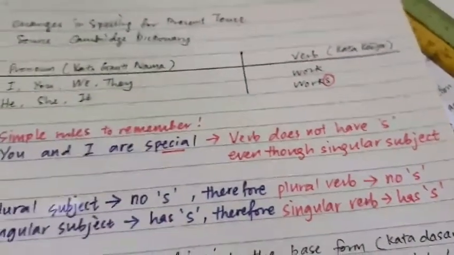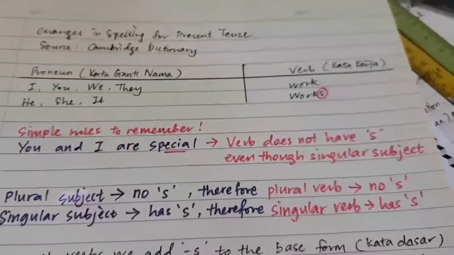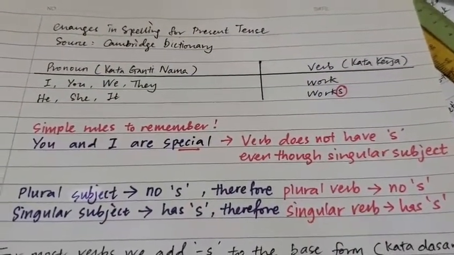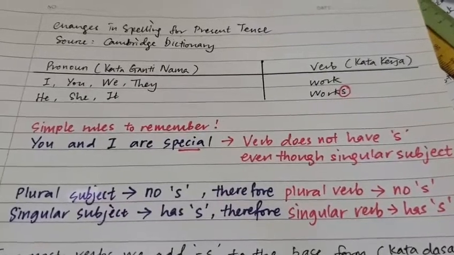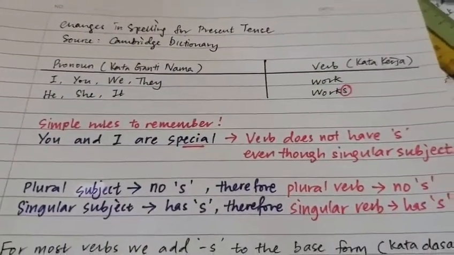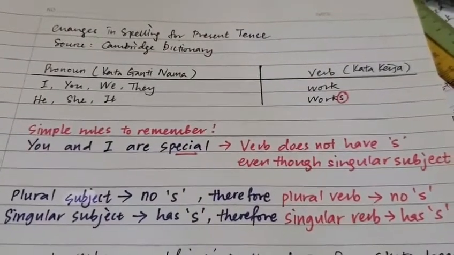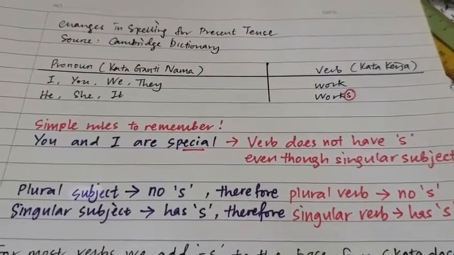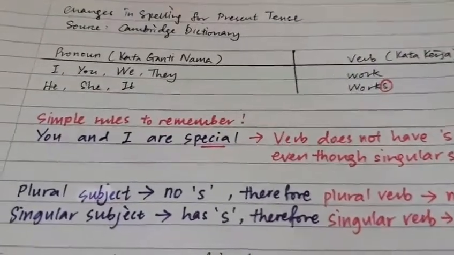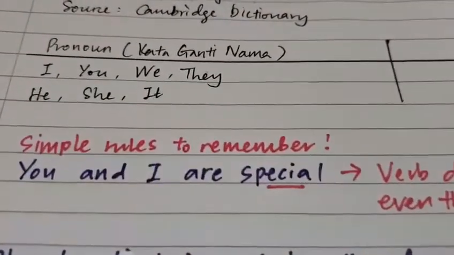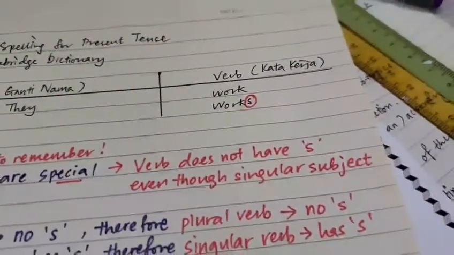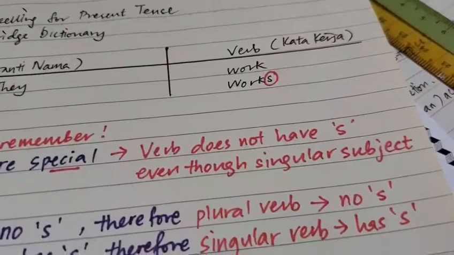Okay, so to repeat, singular subject, that means you have S in your verb. So he, she, it works with an S. Plural subject, no S. So for your verb, there is no S as well. So I, you, we, they work. But you and I, even though they are singular, okay, you and I are special. So for you and I, the verb does not have S.